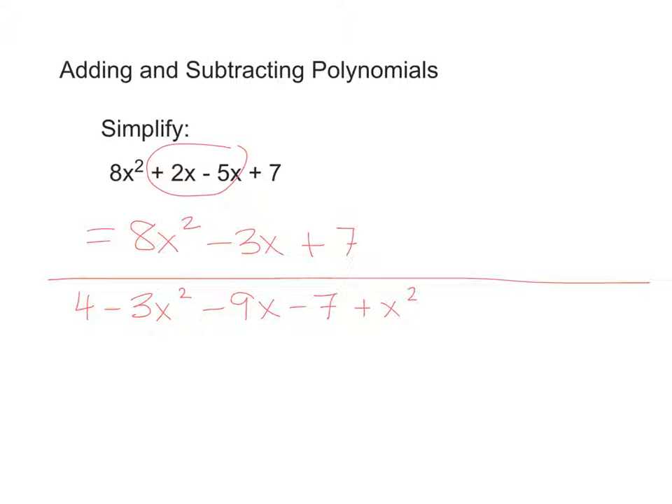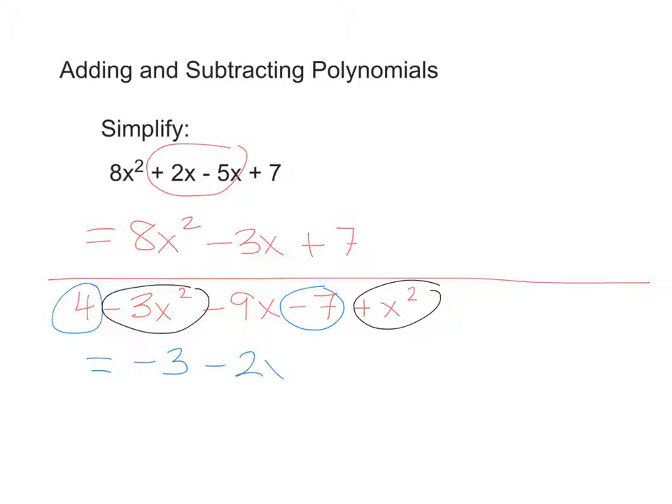I want everybody to try this one. With this one that I just wrote down, there are two sets of like terms, right? There's the 4 and the negative 7, and when you put those together, it's negative 3. And then there's also the negative 3x squared and the x squared, and when you put those together, negative 2x squared, and then the negative 9x is there. Nothing to go with it, so we'll just copy it down below.